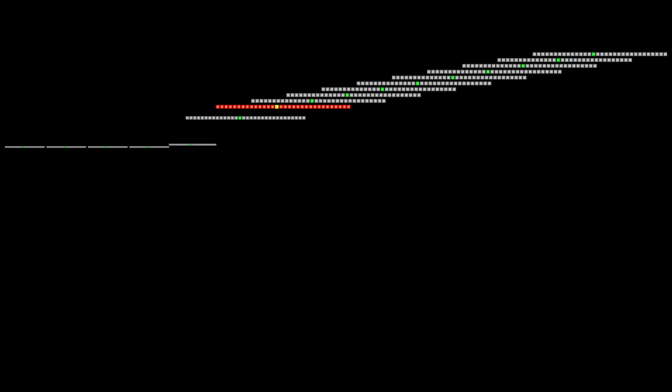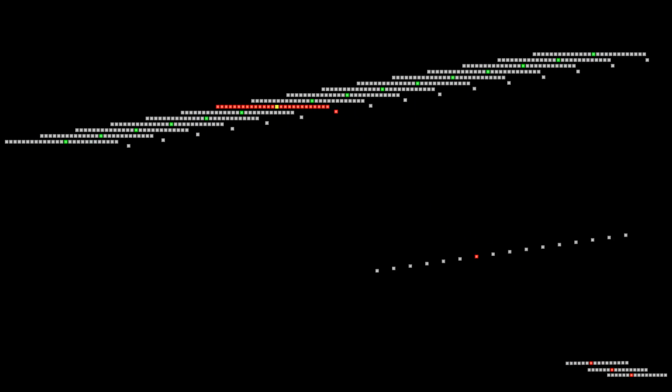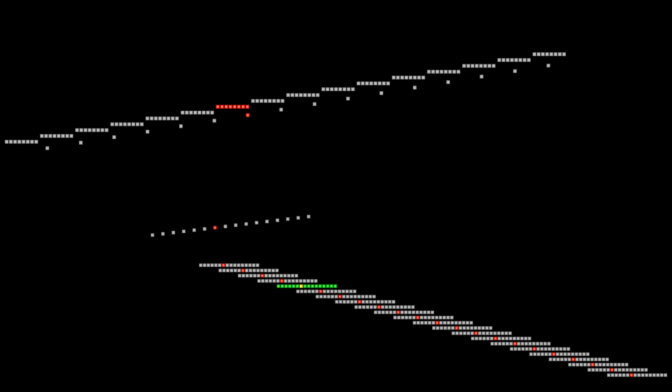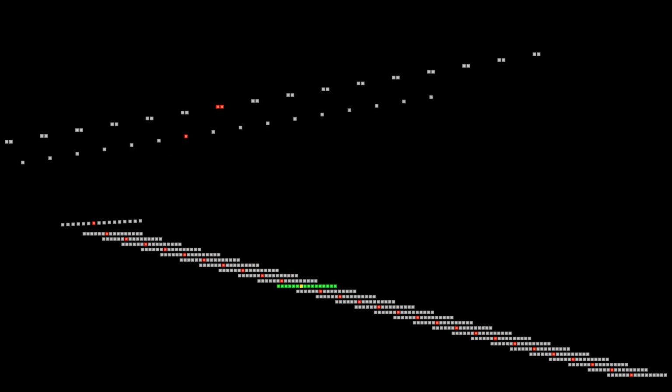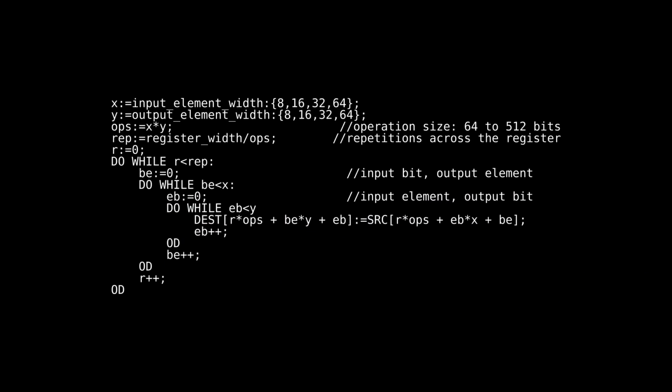The operation is exceedingly simple. Every output element gets one bit from every input element, with its position in each determining where it will go to and reflecting where it has come from. In Intel's inimitable pseudocode that they describe all their instructions with, it would look like this.